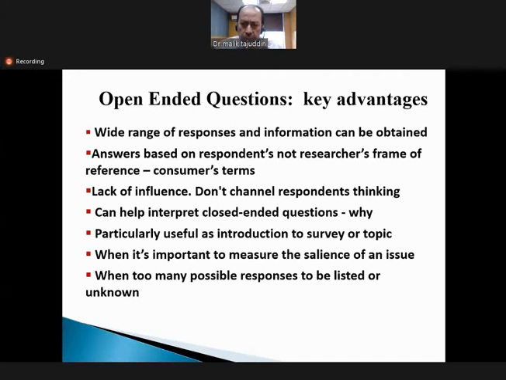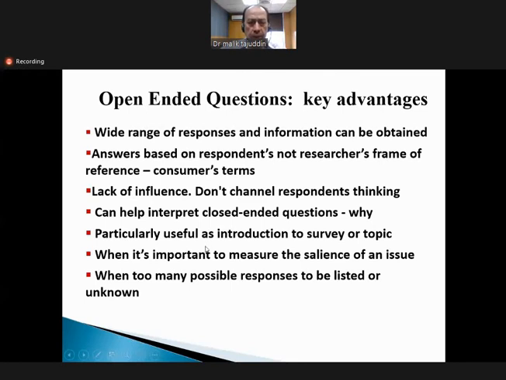This is an open-ended question. From this research, I took out the 5 most frequent responses. And then I framed another question, which is a closed-ended question, and I gave these 5 options in it. So these open-ended questions lead to formulating the closed-ended questions as well. This is what we mean by can help interpret closed-ended questions.